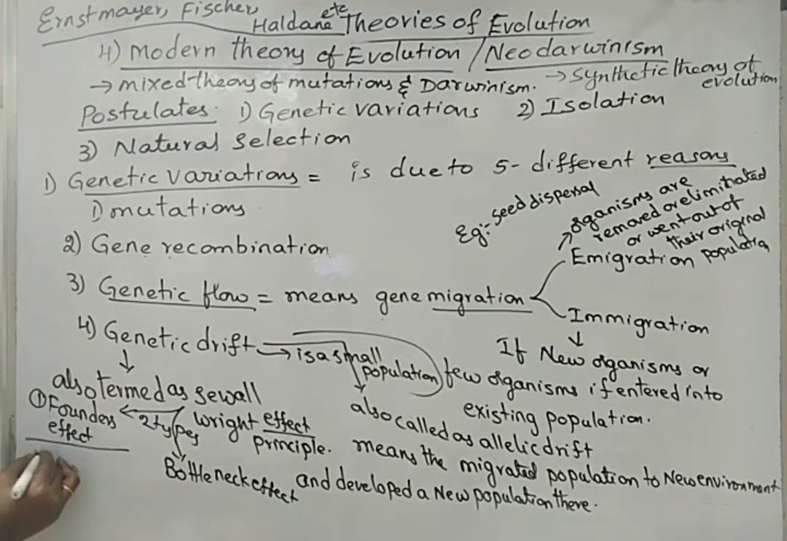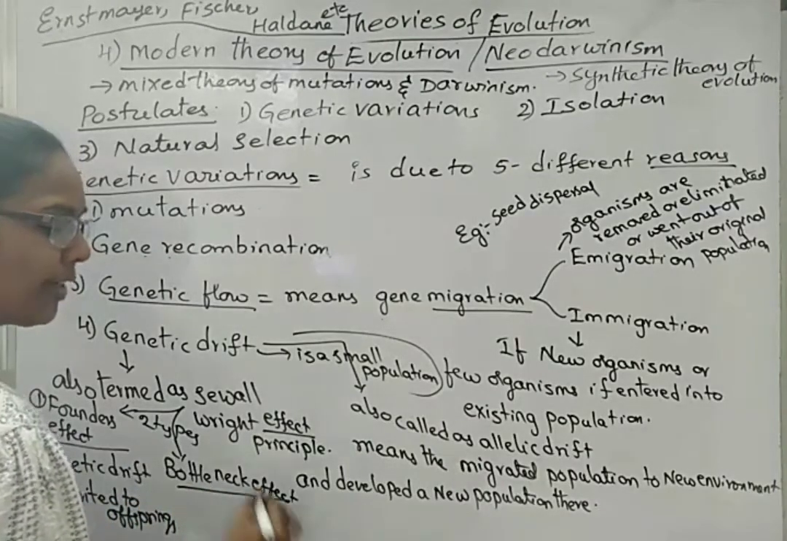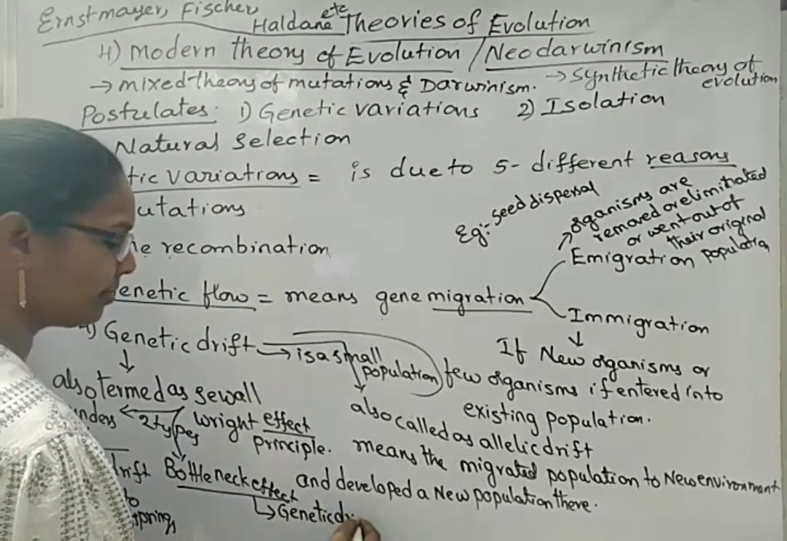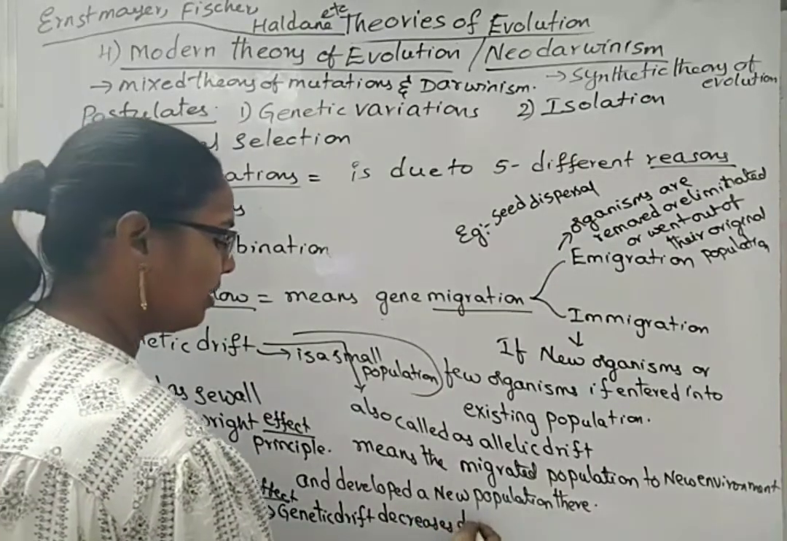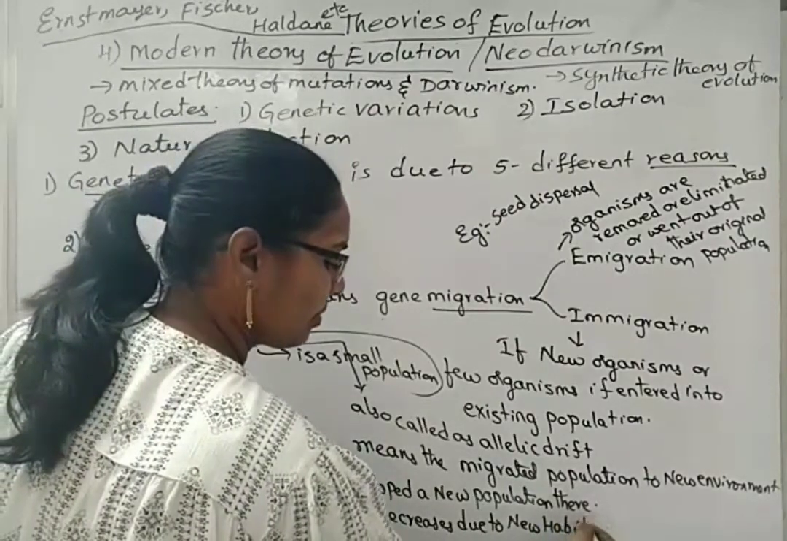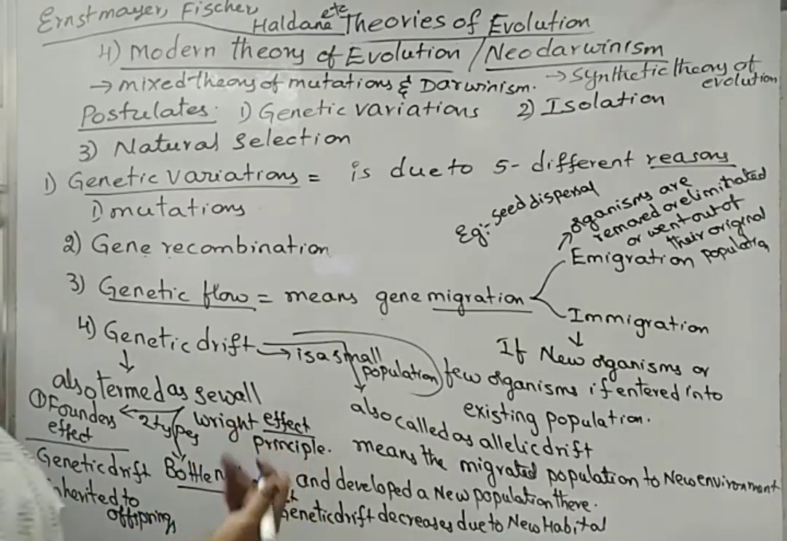So here, genetic drift is inherited by offspring as it is. But in the case of bottleneck effect, genetic drift decreases sometimes due to the new habitat. That remaining population will transfer their characters to offspring.